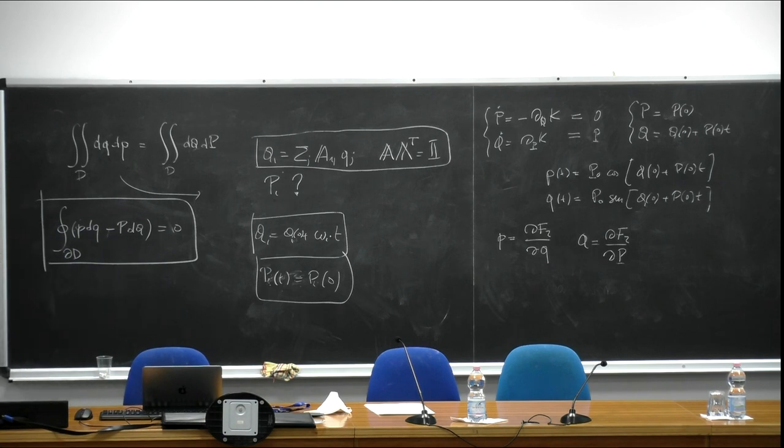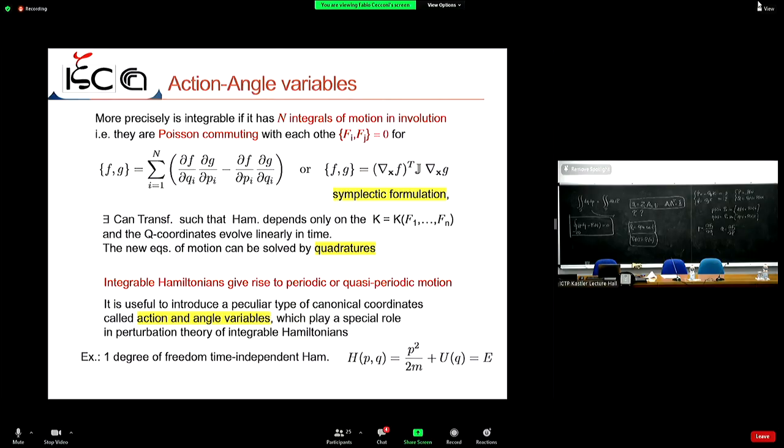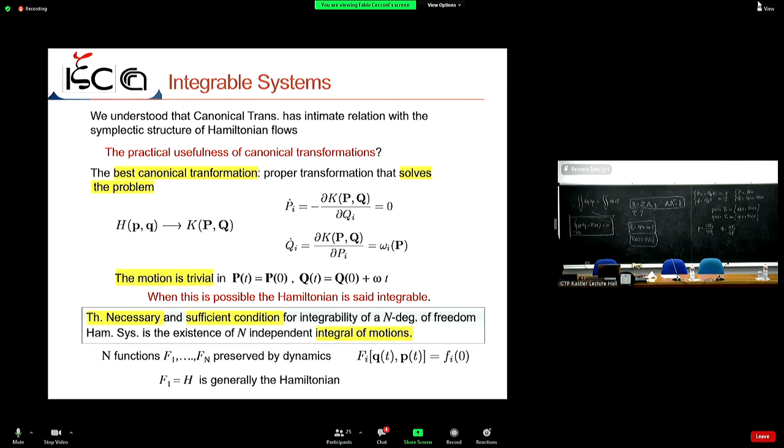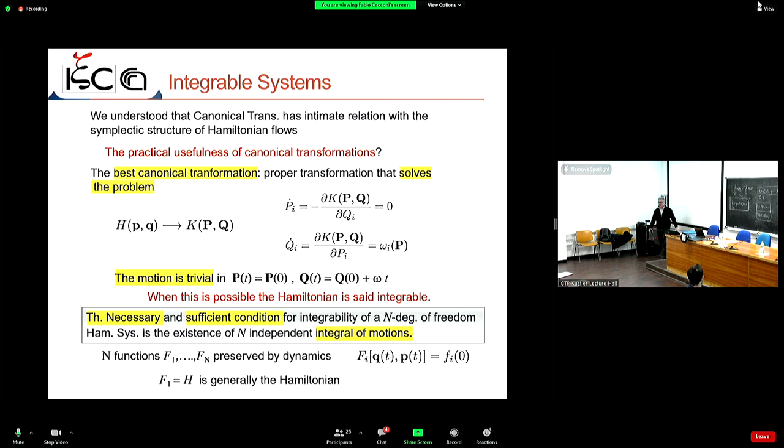Yes? In the previous slide, you used the concept of the best canonical transformation. What does best mean? Best means that the canonical transformation allows you to solve the problem, to arrive at Hamiltonian equations that are solvable. In fact, this is constant, and this is a shift in time of the coordinate. The solution of this problem is very simple. But you have to come back, of course, to the original transformation. The difficulty is there. That means if you succeed in having something linear in time, the canonical transformation is the best one?